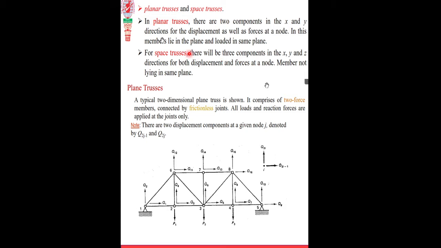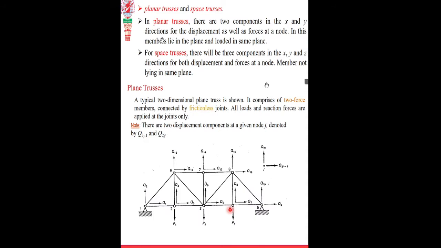So this is the main difference between planar truss and space truss. A plane truss is a 2D member, and a space truss is a 3D member. Keep this in mind. Got it? In this entire module on the truss topic, we are going to deal with the 2D truss, that is the planar truss, not 3D. Is it clear?